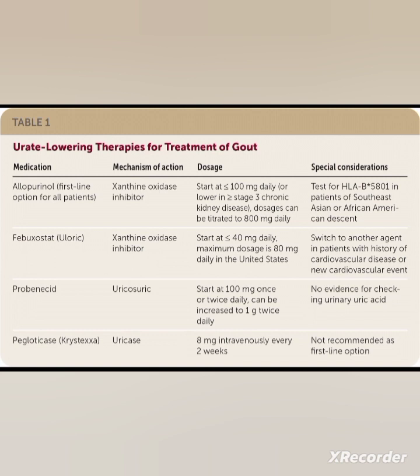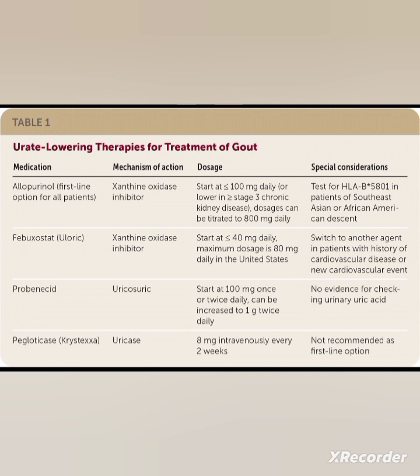The next drug is febuxostat, also a xanthine oxidase inhibitor. It starts at less than or equal to 40 mg daily. It is not a common drug here. The next one, probenecid, is a common and second drug used for gout. It is a uricosuric agent. It starts at 100 mg once or twice daily and can be increased to 1 gram twice daily.